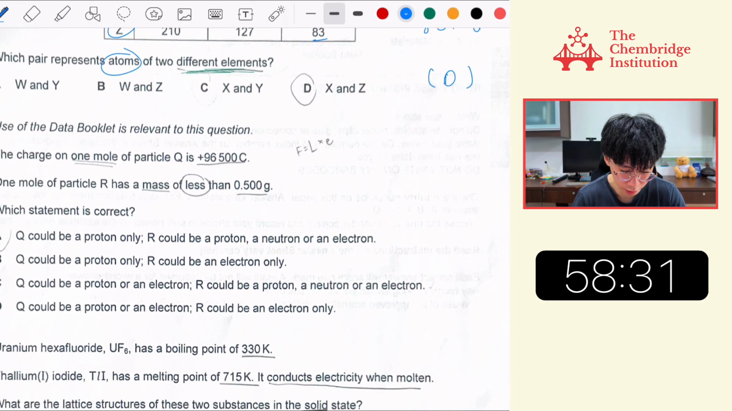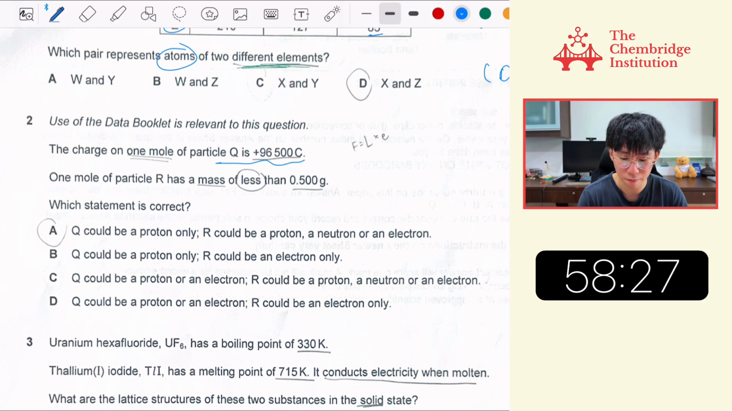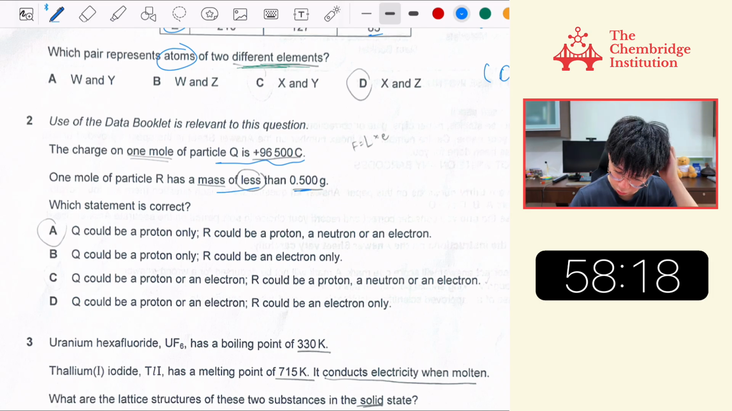I'm a bit rusty. Okay, use of the Data Booklet is relevant to this question. The charge on 1 mole of particle Q is 96,500 C. 1 mole of particle R has a mass of less than this. So which statement is correct? Q could be a proton only. R could be a proton, a neutron, and an electron. If Q is a proton only, that means this is actually just H plus. Can Q be H plus over here?